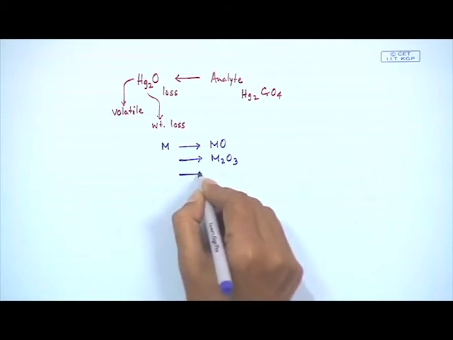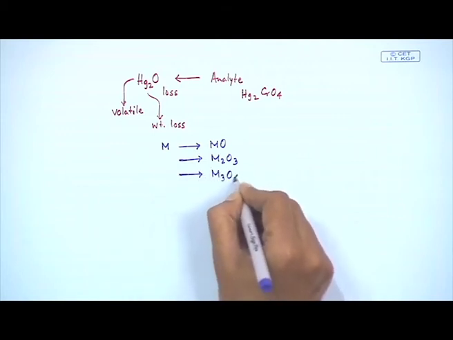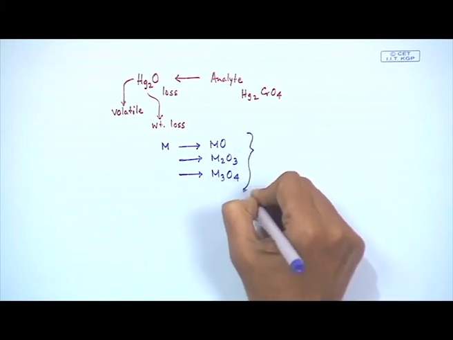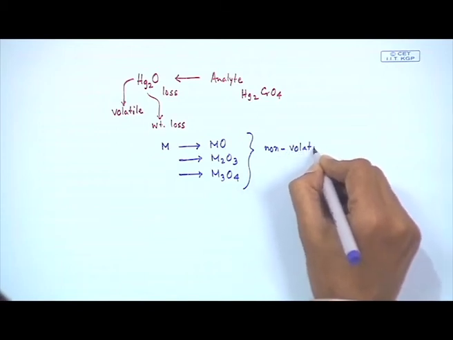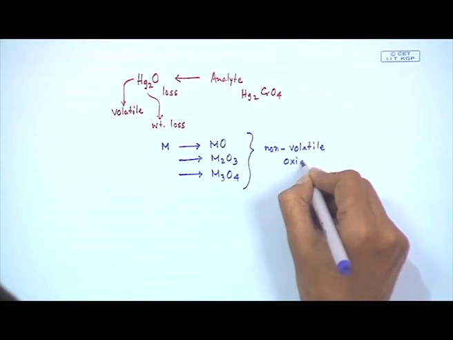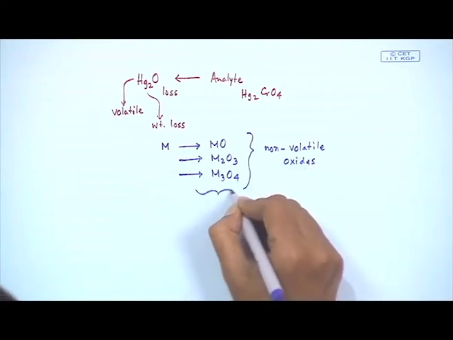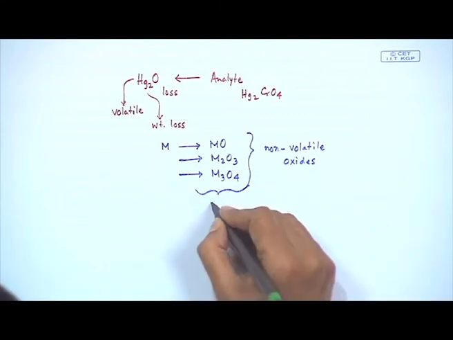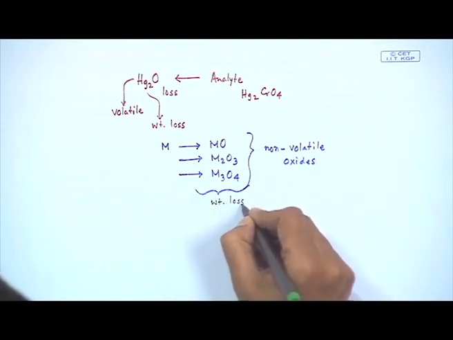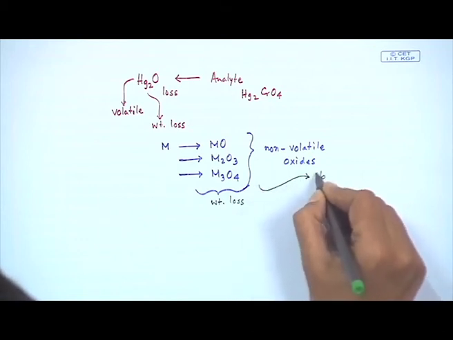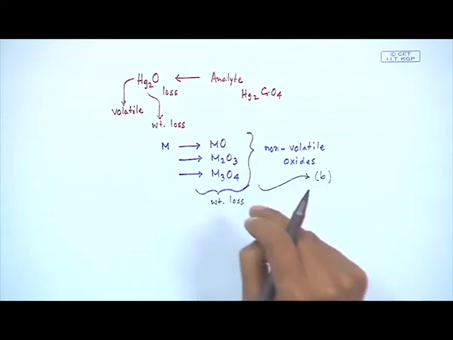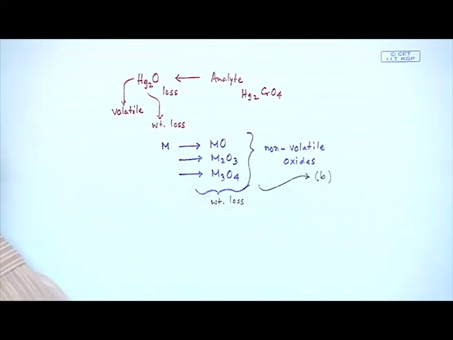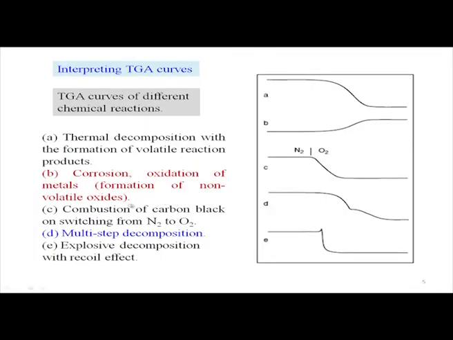Now, in another way, if we have M forming MO or forming M2O3 or forming M3O4, and if all of them are non-volatile oxides, what we find for all these is a weight gain and a curve like that of our D. So, we get the corresponding curve B when we have a metal ion or a metal sheet or any other sample which can give rise to the corresponding oxidation to some oxide which is non-volatile in nature.